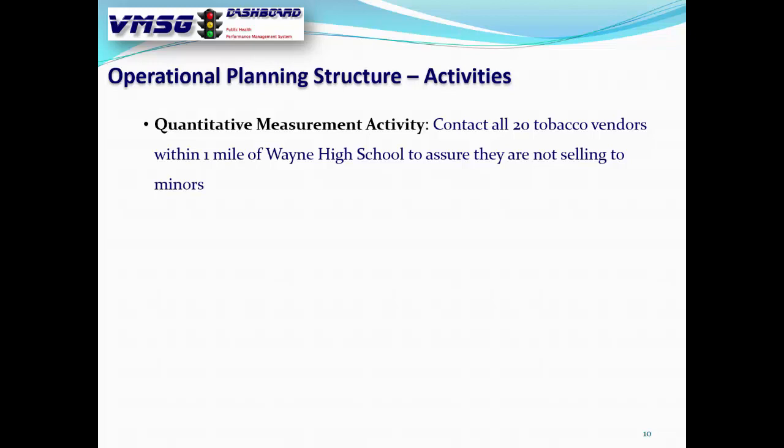In this example, we'll contact all 20 vendors within 1 mile of Wayne High School to assure that they're not selling to minors. In the QM activity wizard, we'll set the target quantity to 20. When the actual number of vendors is entered regularly, this will calculate the percent complete. If you've contacted 10 vendors so far, you'll be 50% complete.